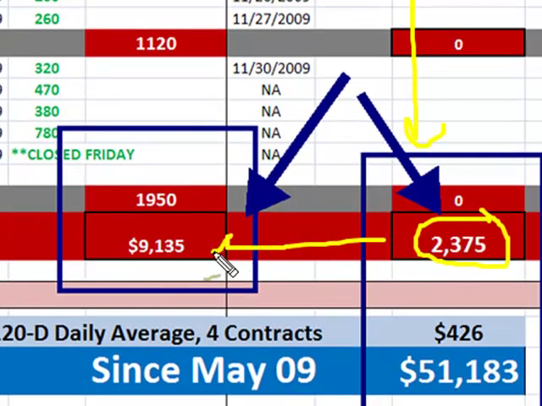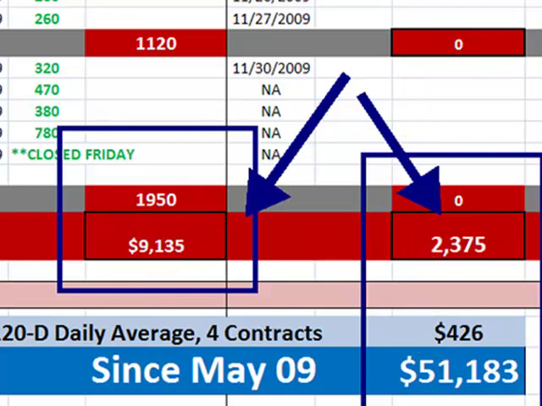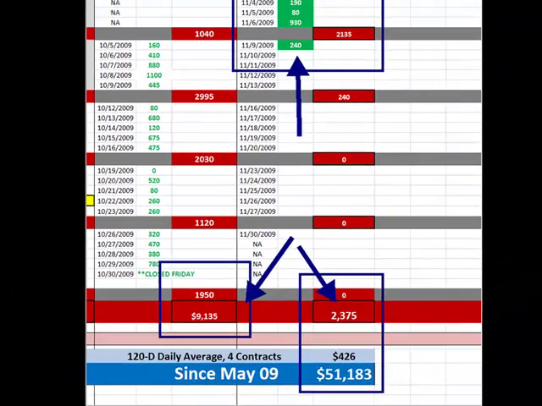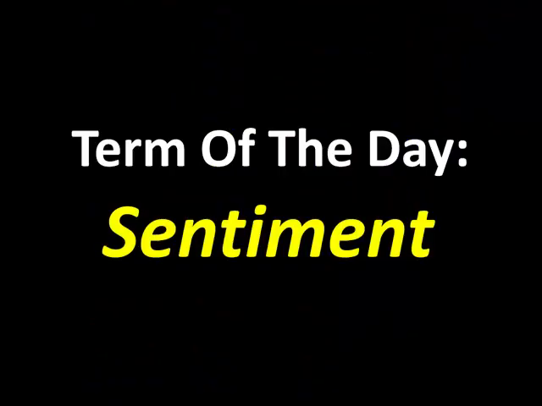Of course, we did just shy of 10K here in the month of October, averaging just below 430 bucks per day right now on only 4 contracts. And as you guys know, we'll keep you posted as we make our way through the rest of the month of November. Term of the day today is market sentiment.